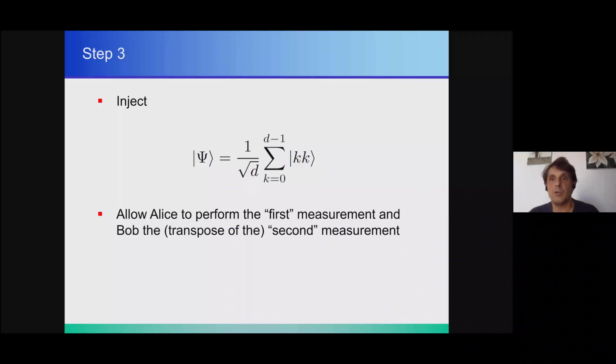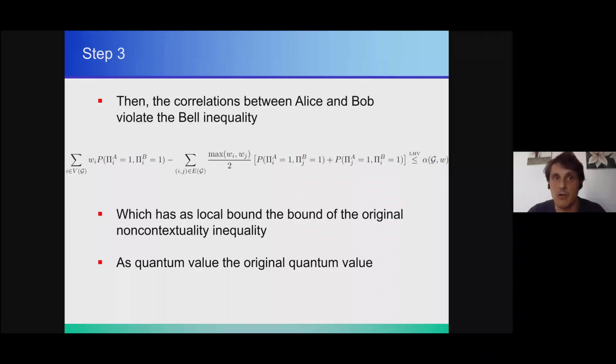Then you prepare two maximally entangled particles in dimension D, allow Alice to perform the first measurement in the non-contextuality inequality, and Bob the second. Basically, the correlations between Alice and Bob then violate the Bell inequality, which has as local bound the bound of the original non-contextuality inequality, and as quantum value the original quantum value.